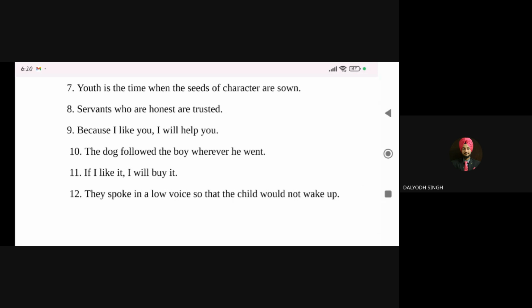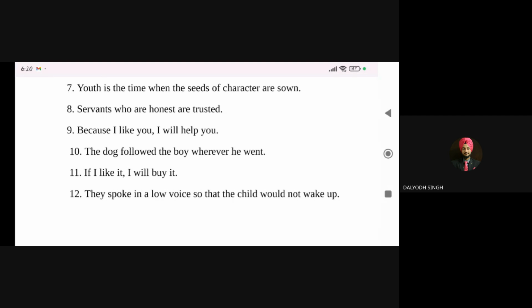The dog followed the boy wherever he went. Wherever he went. And what is this? Now this is a case of an adverbial clause, right? This is telling you about the place. Wherever he went is not adding any description to the boy. This is basically telling you the place. So this is adverbial.